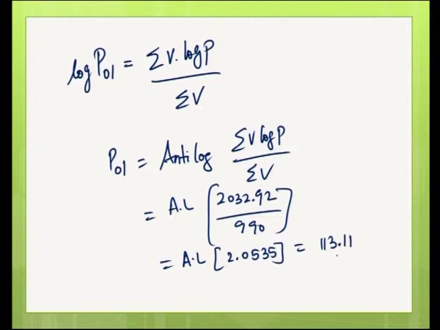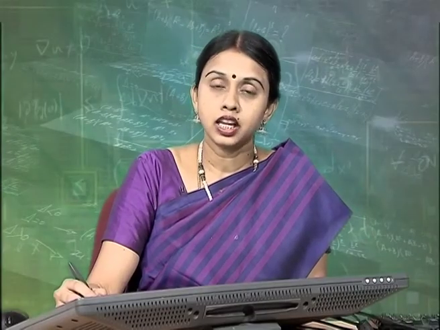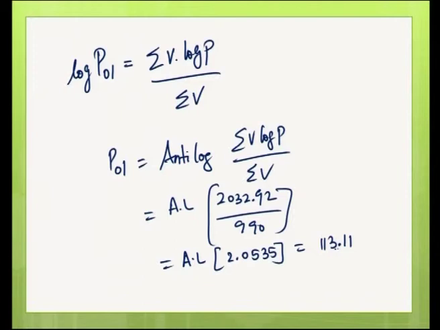You can see the price index number is increased by 13.11% using the geometric mean, whereas by the arithmetic mean the price index is increased by 13.13% with respect to the base level.